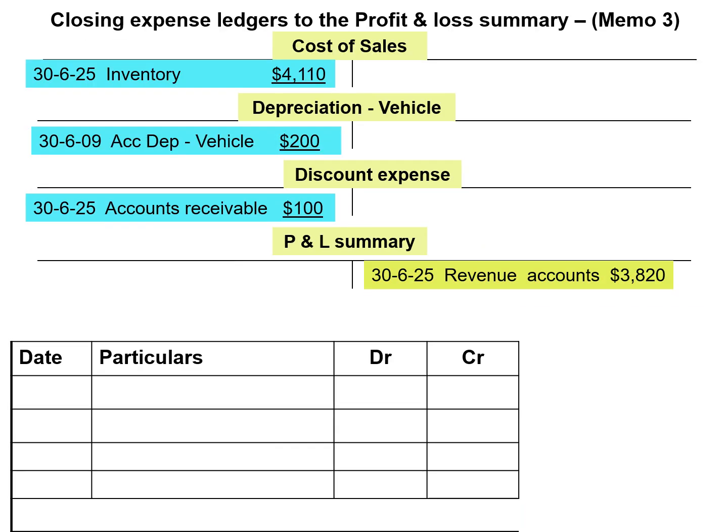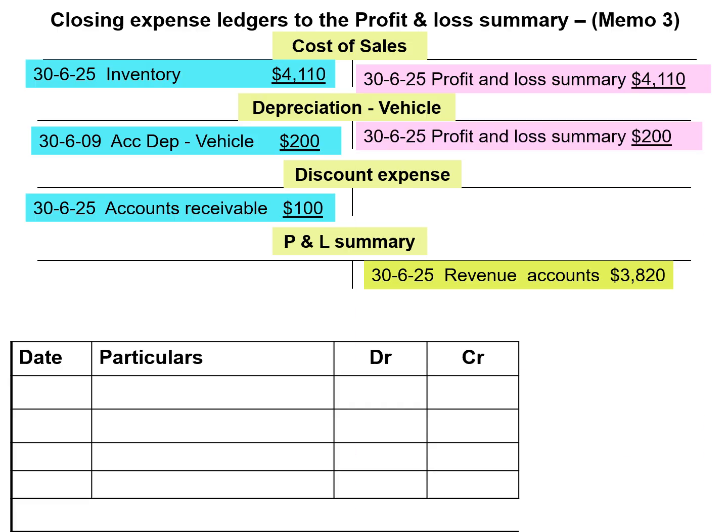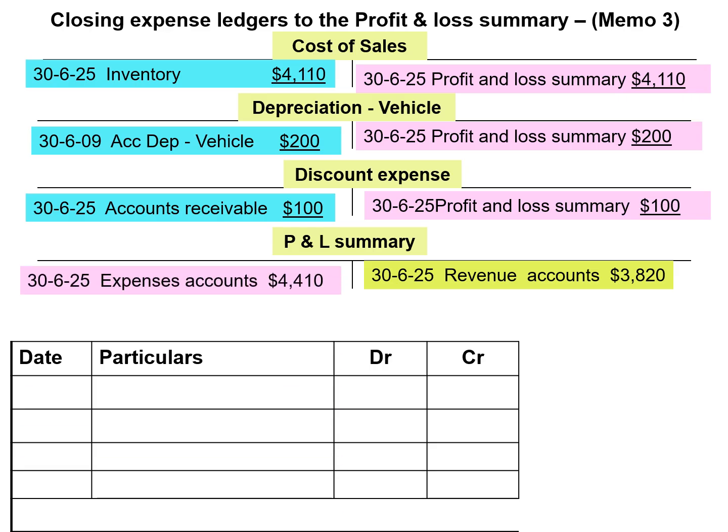Same drill with expenses. We need to close these off so that they're zeroed off for the next reporting period, and this will help us determine our profit, and hence we have the comparability of our results over time, and therefore we're complying with the period assumption. So we've got a bunch of debit entries during our reporting period to these expenses. So now we need to close them off, zero them off. So therefore, a credit entry to all of these, cross-reference with our profit and loss summary, and then total up those three expenses, and you'll get 4410.